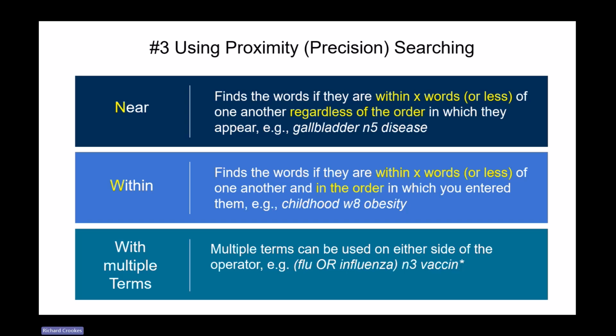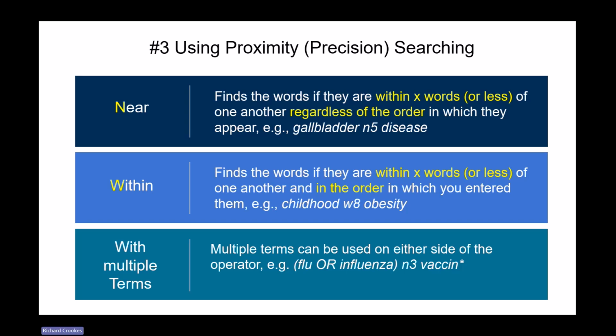Within is more restrictive because it finds the terms as they appear in the order you enter them. So again, to use another example, childhood W8 obesity means you are looking for childhood within 8 words or less of obesity, but not obesity within 8 words or less of childhood. Okay, so it's more restrictive. So again, it's your decision how you use these, because there are various applications, and it will make sense to use near as opposed to within in some instances, and vice versa.